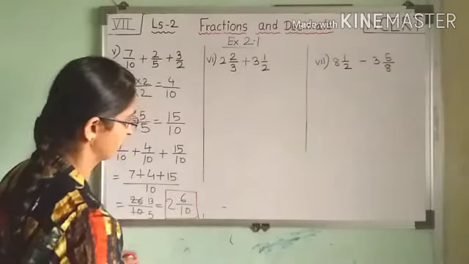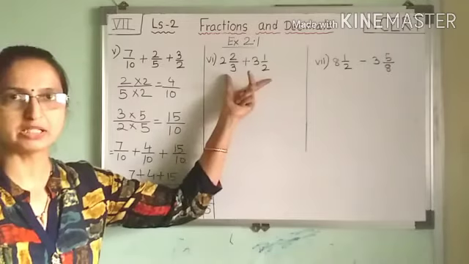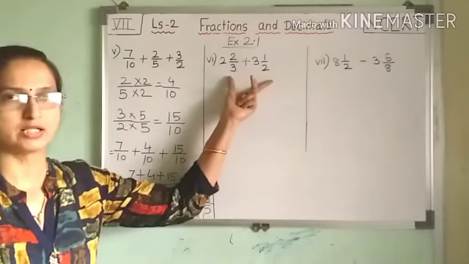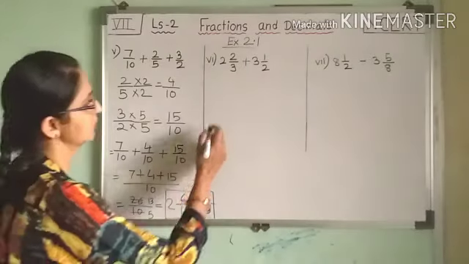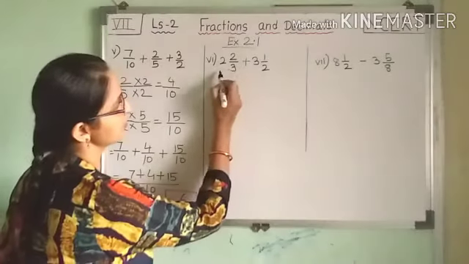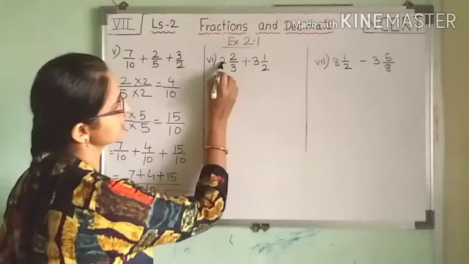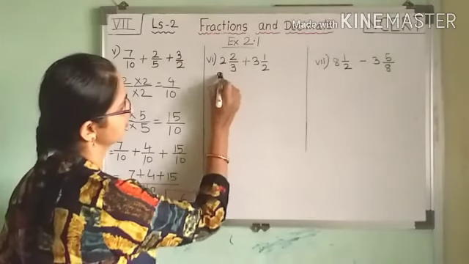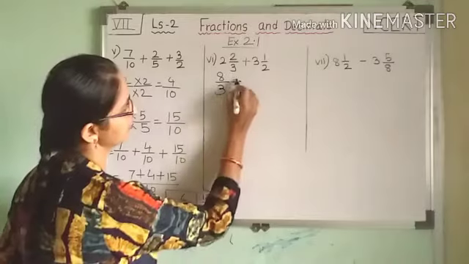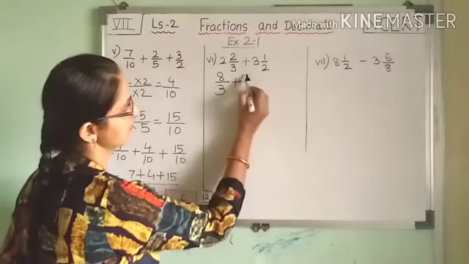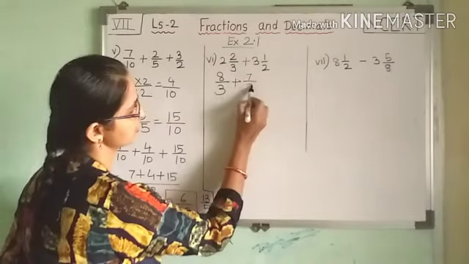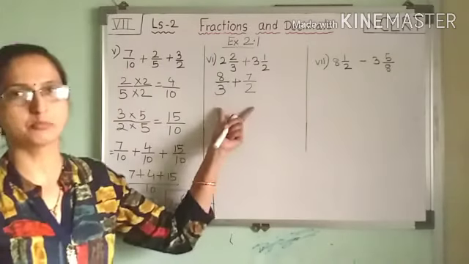2 and 2 upon 3 plus 3 and 1 upon 2. These are mixed fractions. For addition, we have to convert them into improper fractions. So first of all, convert into improper fractions. 3 2s are 6. 6 plus 2, 8. 8 upon 3 plus, again 3 2s are 6. 6 plus 1 is 7. 7 upon 2. Now these are improper fractions.